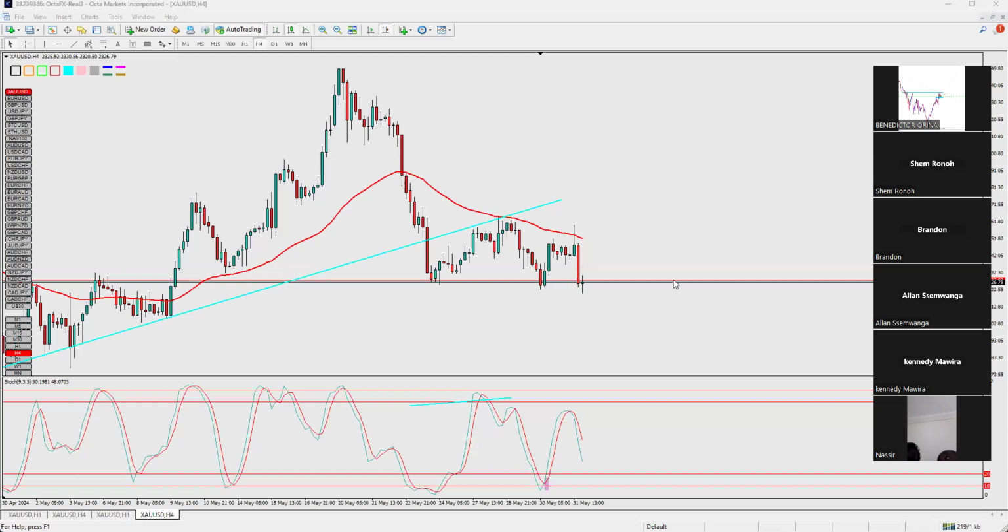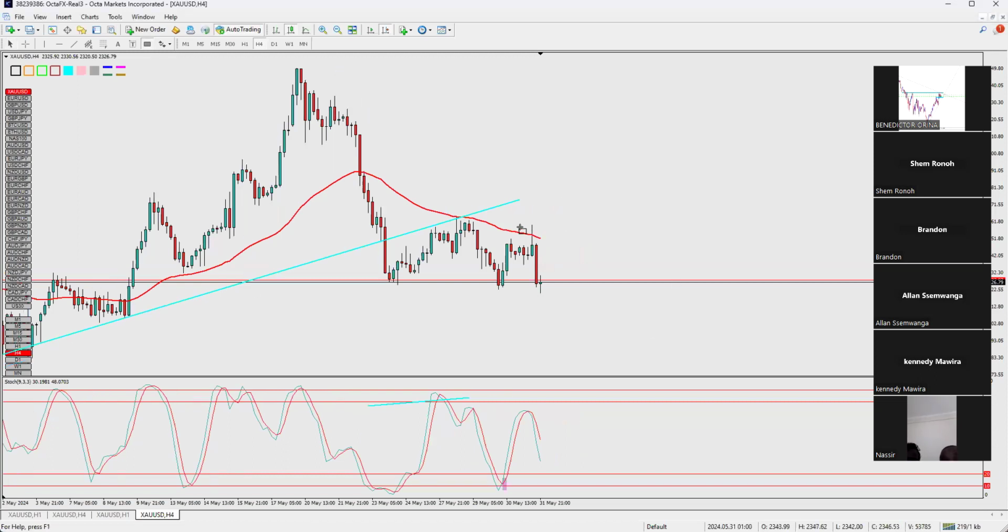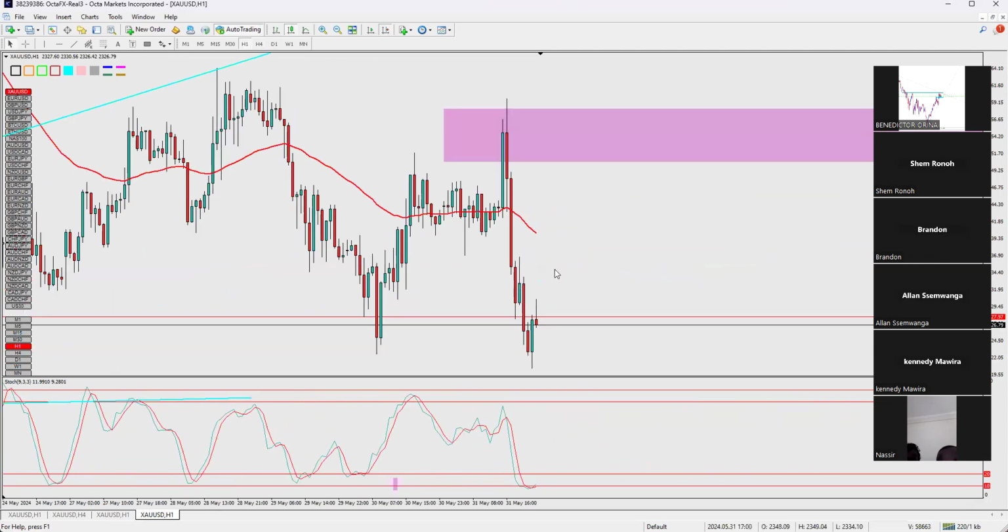Right now, you can see the market has already bounced from EMA 50. So this on the 4-hour time frame is showing it's a downtrend. So what am I expecting this week? I'm expecting gold on Monday to react from this zone. This is the first zone, my first zone of interest.